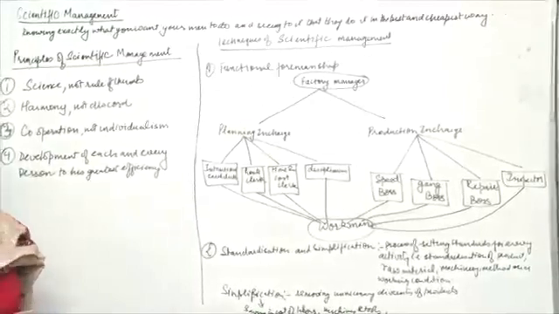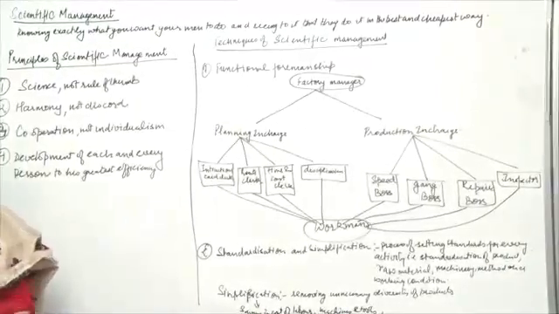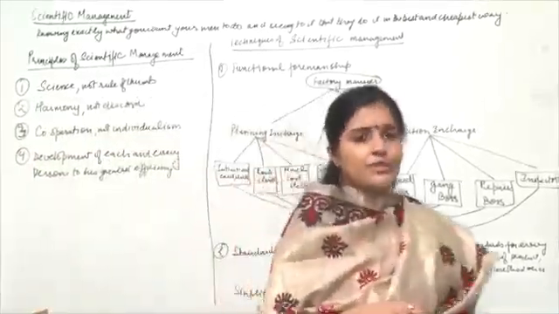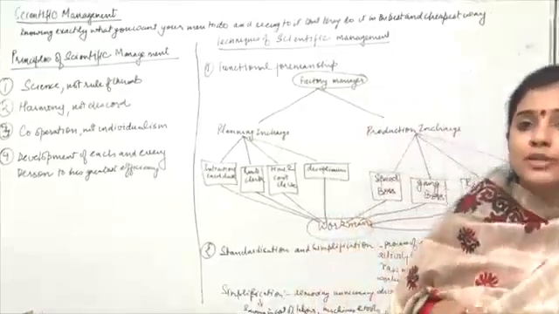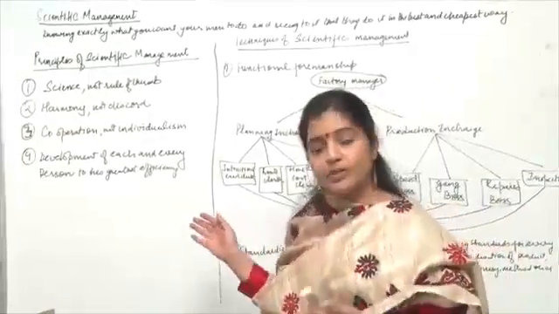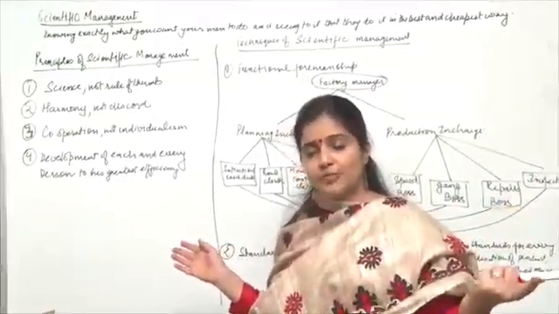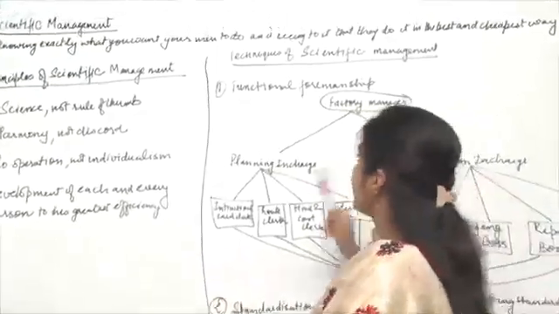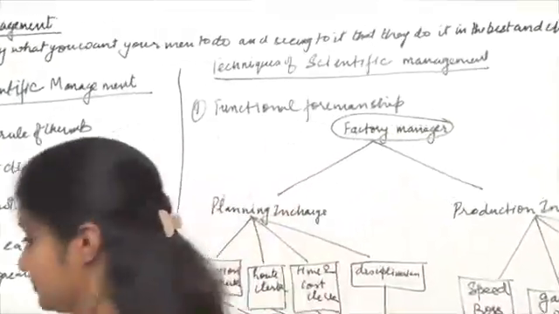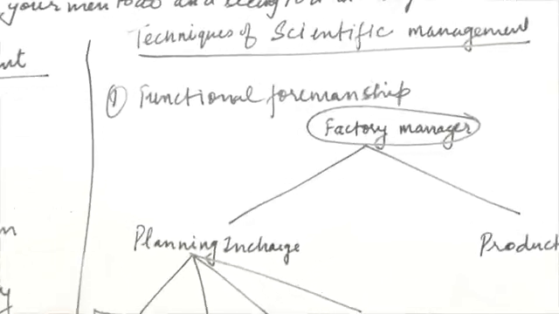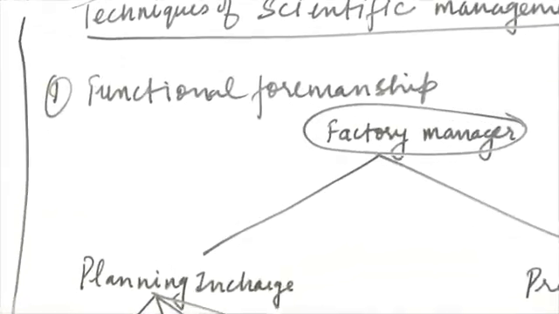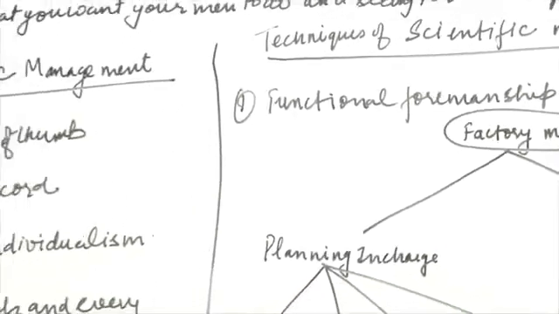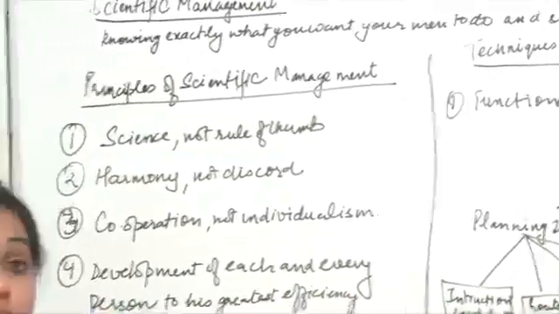The first technique that we talk about here is functional foremanship. I'd like to repeat that these principles of scientific management are meant basically for the operational or supervisory level of management, unlike Fayol's principles of management, which were mainly meant for administration. Now, according to Fayol, a factory manager, a factory foreman, must possess the qualities of intelligence, education, tact, judgment, special knowledge, honesty, energy, and good health.